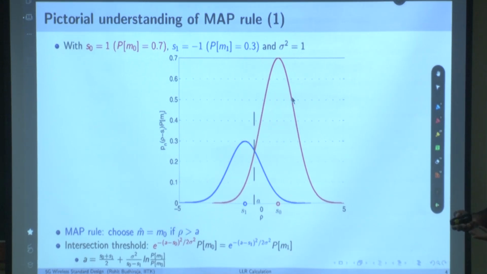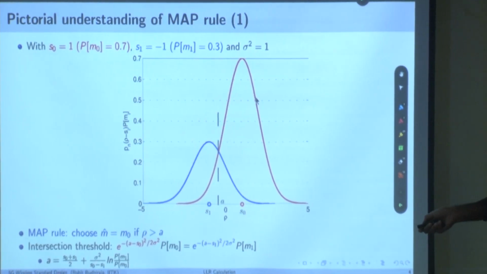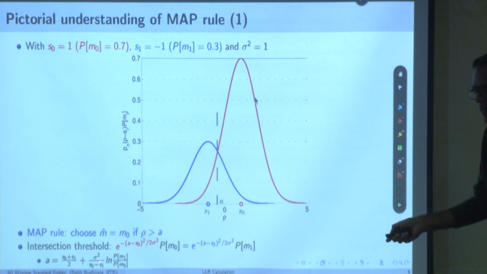Isn't this the minimum distance rule? If rho is greater than 0, the received signal will be close to S0. If rho is less than 0, the received signal is close to -1. That's essentially the minimum distance rule, and it is coming from the map rule. So the map rule is reducing to the minimum distance rule, which we looked at in our original demodulator discussion.